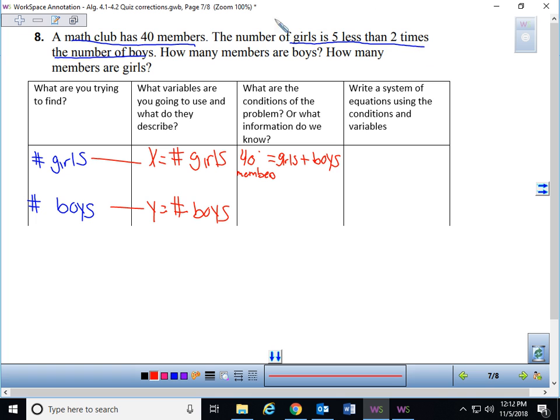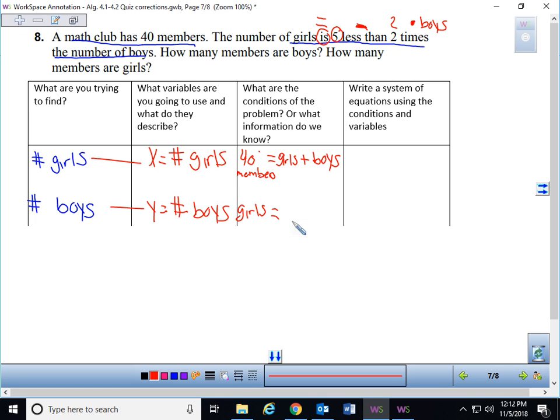The second sentence says the number of girls is, in math, is represents the symbol equals. So this is saying that the girls equal 5 less than 2 times, okay, there's a lot going on here. So I have 5, let me circle that, less than. Less than means I'm taking away. And I'm taking away from what? I'm taking away 2 times, which represents multiplication, 2 times the boys.